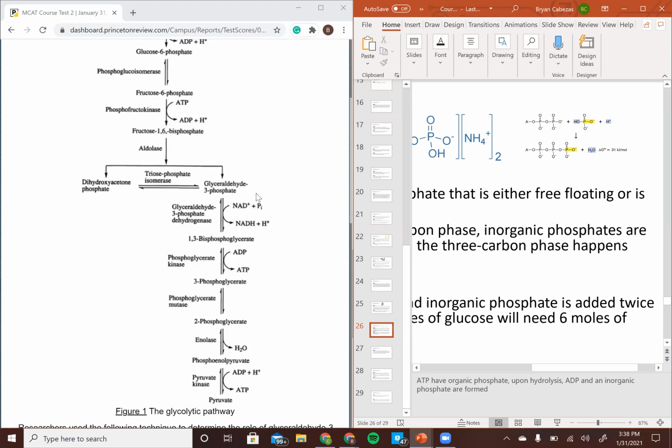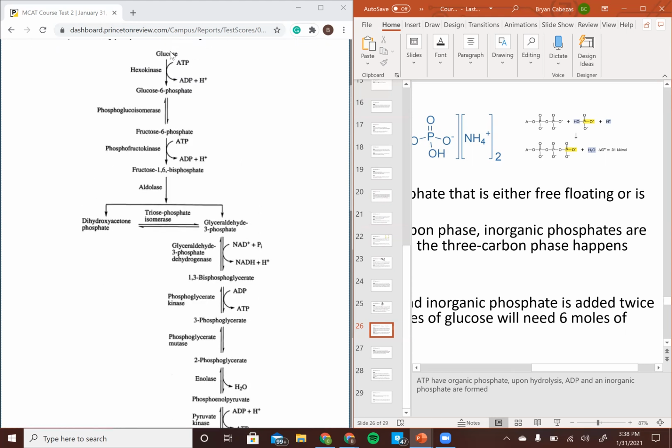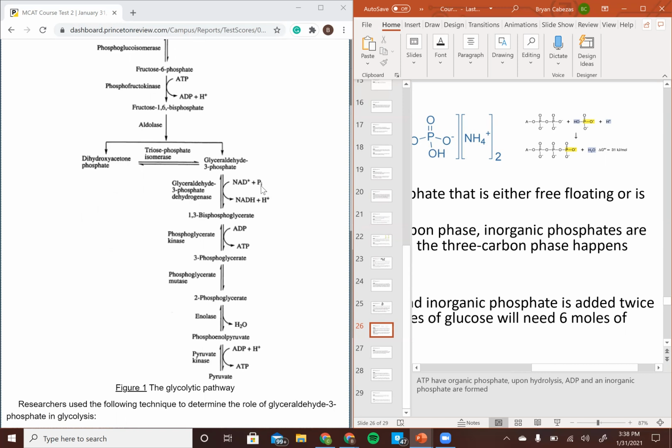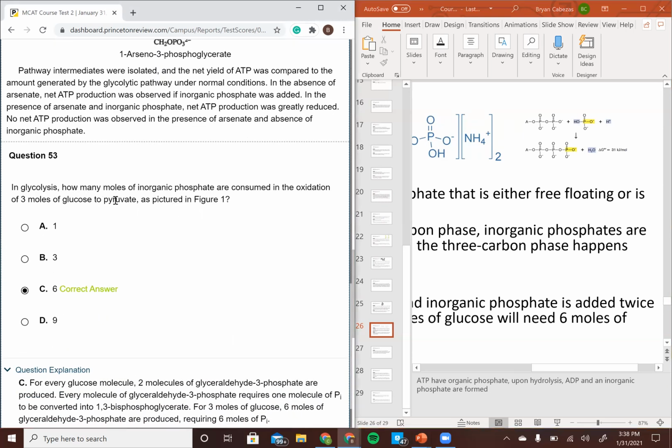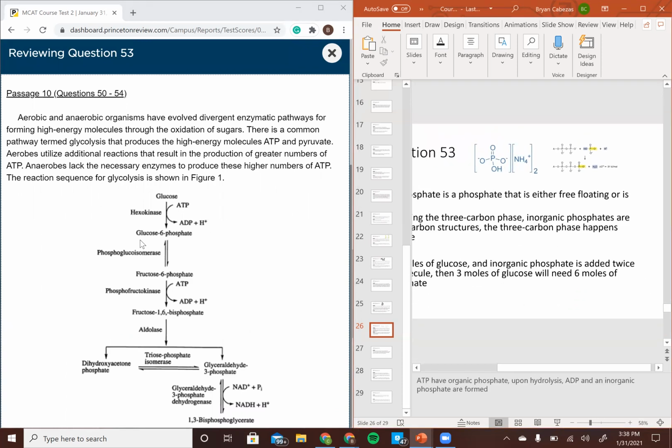Remember, this pathway happens twice. So whenever we create pyruvate from glucose, we're going to be using 2 inorganic phosphates, because this pathway goes down twice. You just multiply this one phosphate by 2, so it's 2 phosphates per glycolysis pathway. Here it says we have 3 moles of glucose to turn to pyruvate. 3 moles of glucose is just a quantity. So how many moles of inorganic phosphate would we need? We said we needed 2 per glucose, so we multiply 3 times 2 and we get 6. Okay, next question.